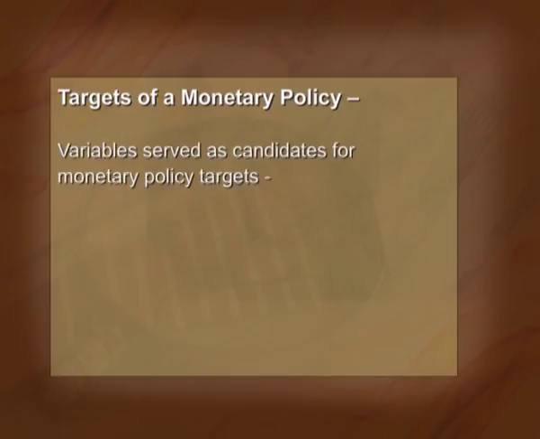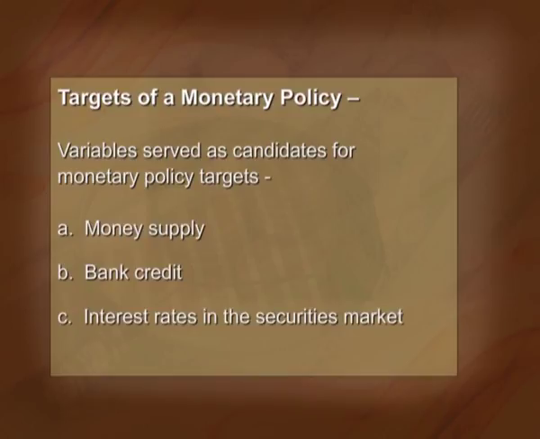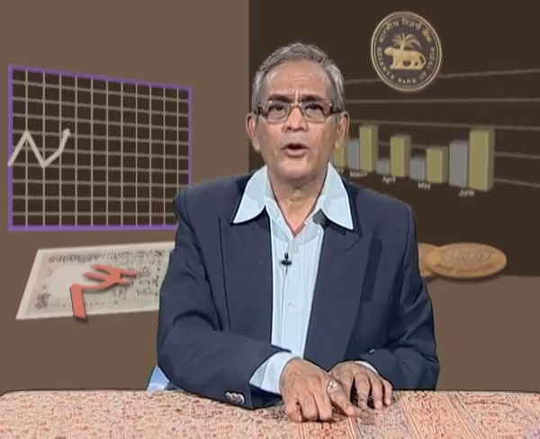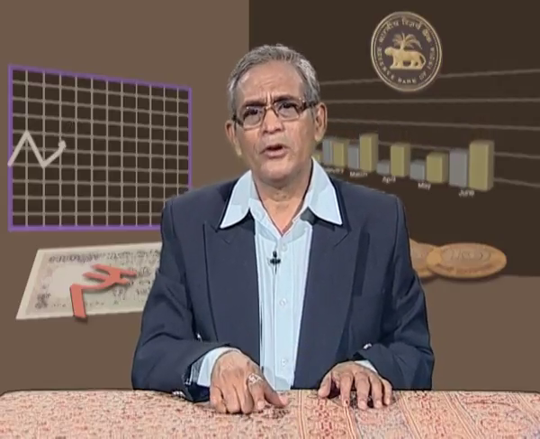Traditionally, three variables have served as candidates for monetary policy targets. They are money supply, bank credit, and interest rates in the securities market. Thus, monetary policy is a very important tool in the hands of the central bank to regulate and control the supply of money in an economy.